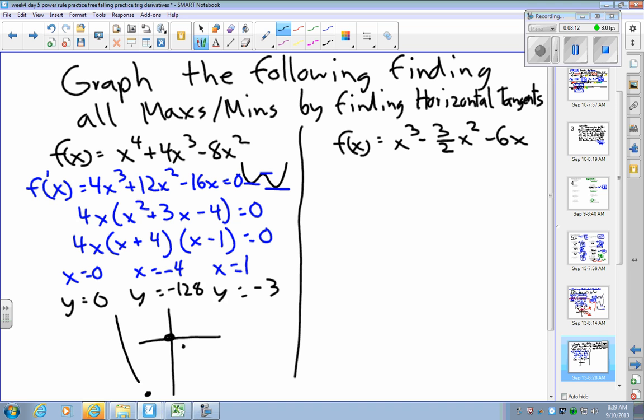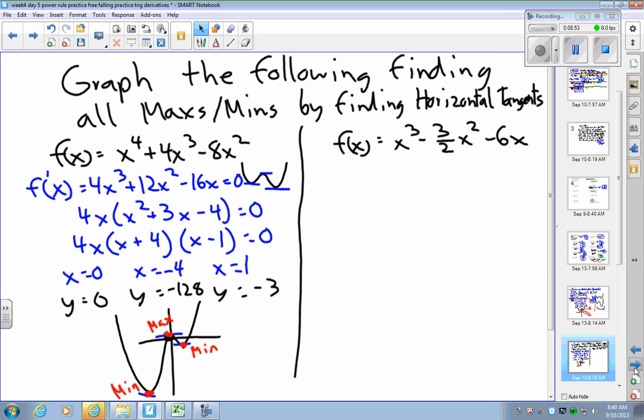So this guy has that W look, it's just distorted a bit. But we found our 3 horizontal tangents, which means we found a little min, a little max, and a really big min. And that's all from taking the derivative and setting equal to 0. So why don't you try the next one? If you want, you can hit pause and solve it, then hit play and you'll see what I do. So hit pause and solve.